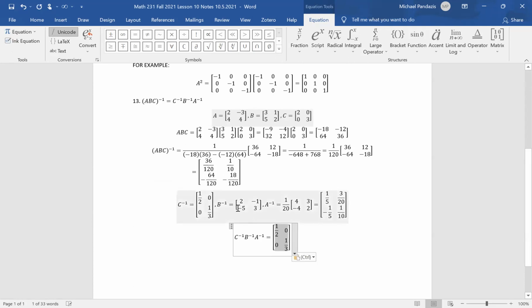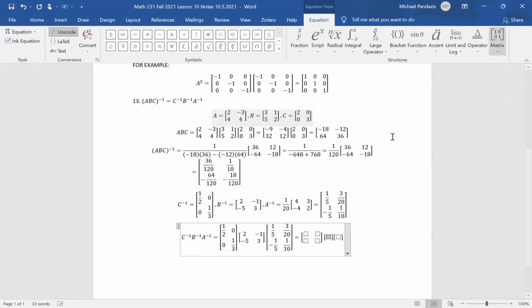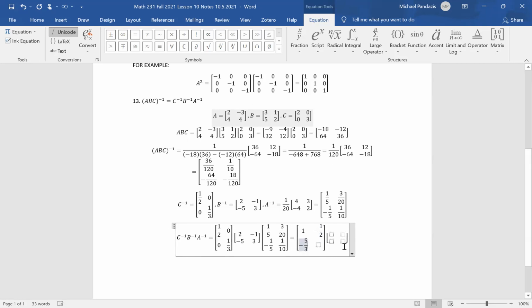This matrix times this matrix times this matrix. And so then that's equal to, okay, we'll need that one. Okay, so you multiply the first two matrices here, and so you get 1 there, you get -1/2 here, you get -5/3 here, you get 1 here, and then it still times the other third matrix here.